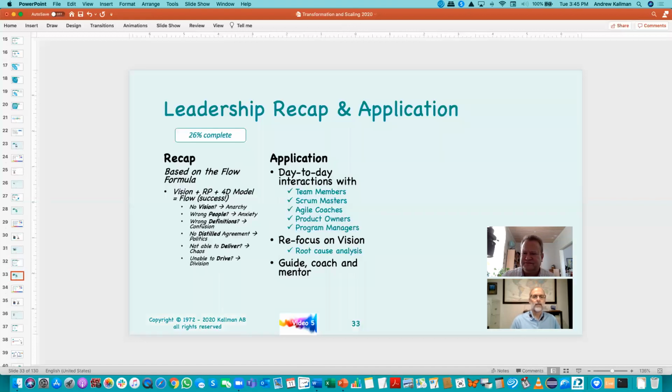setting up for success, the idea is that you want to avoid anarchy by making sure you have a well-defined cascaded vision from leadership. These first two really fall in leadership's responsibility. Make sure you have the right people on the team to be able to execute. And then the team takes over on the definitions, making sure that they have clear definitions, the stories, the acceptance criteria, the work to be done.